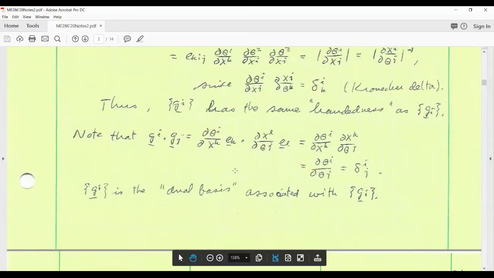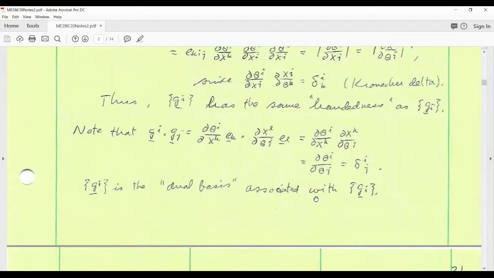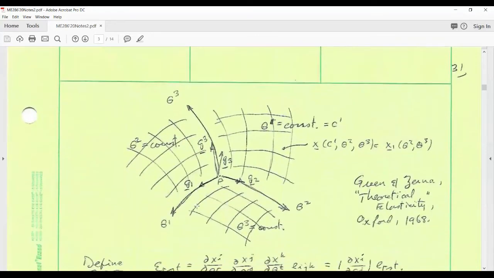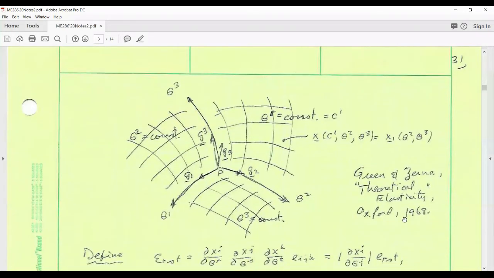For this reason, you can think of the vectors as being somehow reciprocal to each other, right? So the superscripted g's are often called the reciprocal basis or the dual basis associated with the subscripted g's. So these subscripted g's are called the natural basis or tangent basis. The superscripted g's are the dual basis associated with them. Here's a nice figure which has been reproduced from this book, Green and Zerna, a nice book called Theoretical Elasticity. Somewhat old, but the concepts are still current.